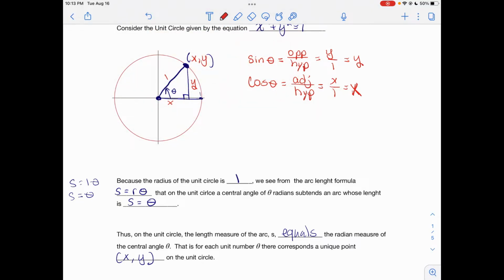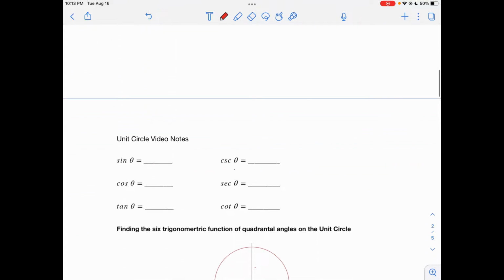Okay, so that's sine and cosine. Then tangent is opposite over adjacent. The opposite of theta is y, and the adjacent to theta is x, so that's going to be y divided by x. Okay, so that's how we find our tangent. So sine is y, cosine is x, tangent is y divided by x, if the point is on the unit circle.